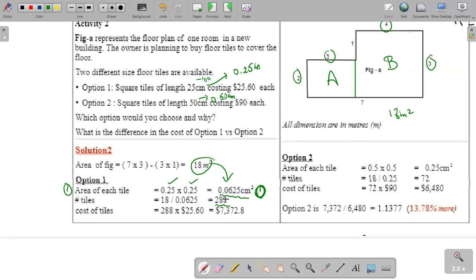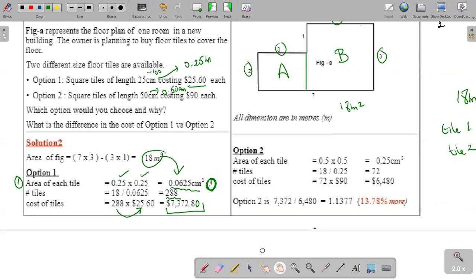So if you need 288 tiles, how much for each one of them? 2560. So you multiply 288 by 2560, and that's how much it costs. $7,372.80.